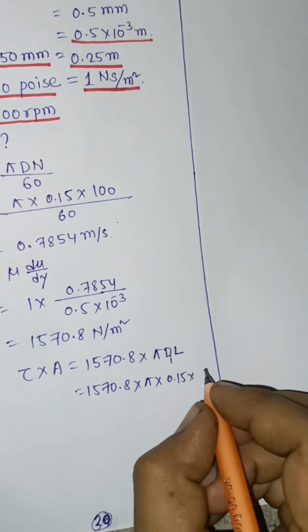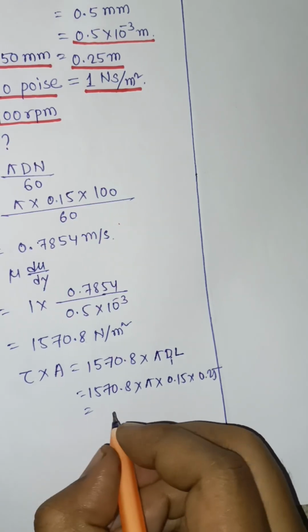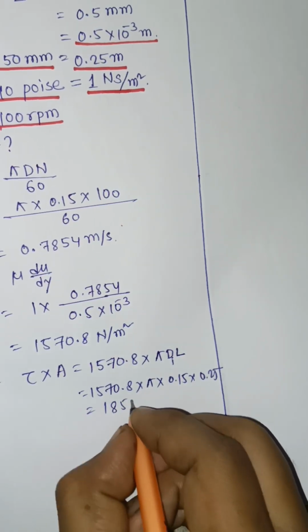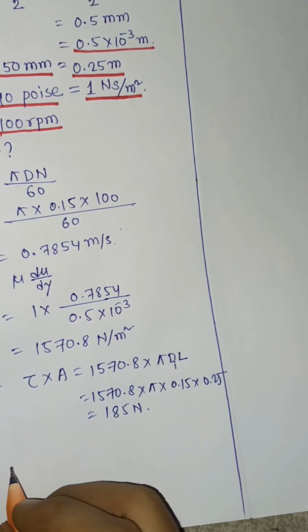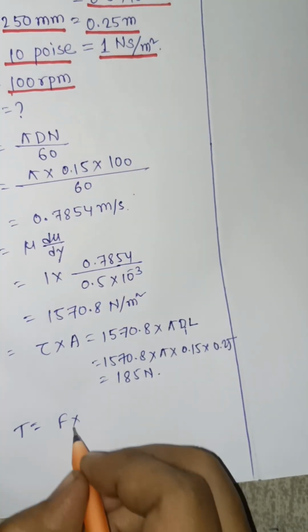That is equal to 0.15. So this will be 0.15, and length will be what is given, that is 0.25. So from here you can get the value of force, that is equal to 185 Newton. Now if you want to calculate the torque, the formula is F into d by 2.